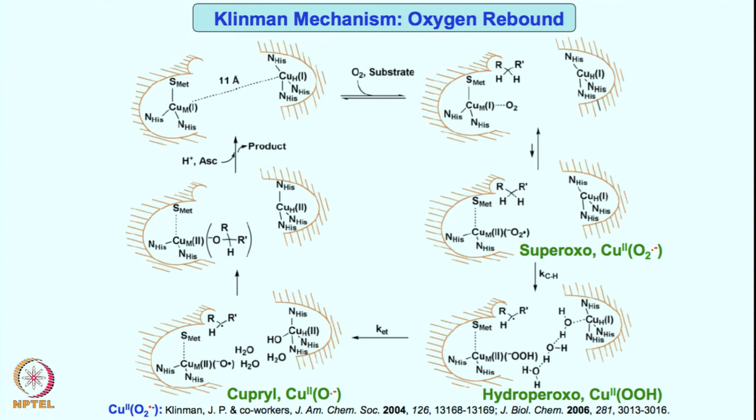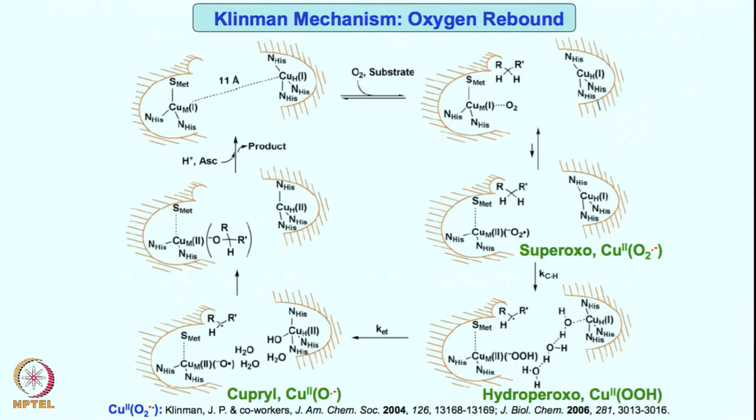product. This is quite fascinating and quite interesting, but the only problem here is one can draw a mechanism almost by changing a very little thing, which I will come to in subsequent slides, where you will see that even a copper hydroperoxo can be formed without abstracting a hydrogen atom by copper superoxo.